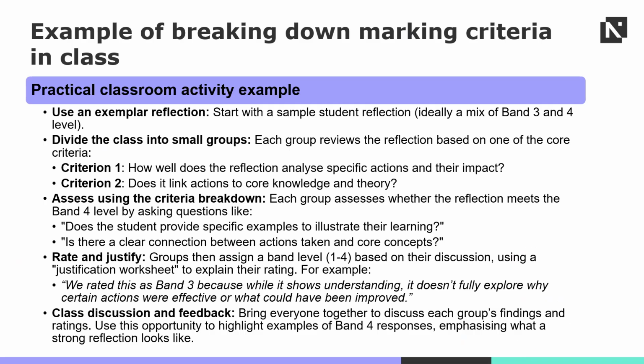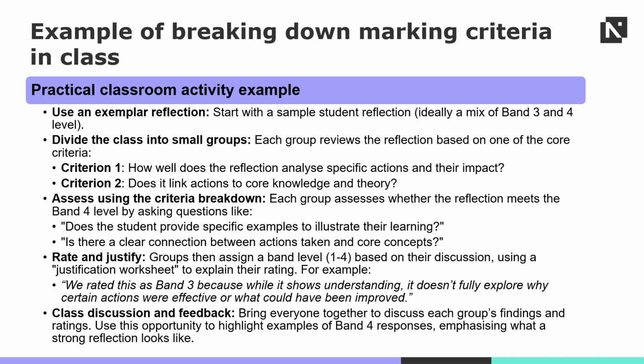On this screen, you can see an example of how to break down the marking criteria in the class. So you begin with using an exemplar, ideally a mix of Band 3 and 4 levels. They move into group discussions and explore key criteria, such as 1, how well does the reflection analyse specific actions and their impact, and 2, does it link actions to core knowledge and theory. Each group then assesses where the reflection meets the Band 4 level by asking questions like, does the student provide specific examples to illustrate the learning? What are those? Is there a clear connection between actions taken and core concepts?